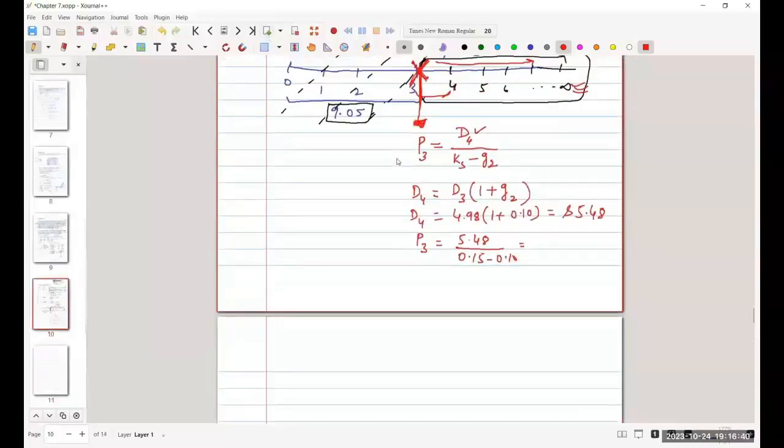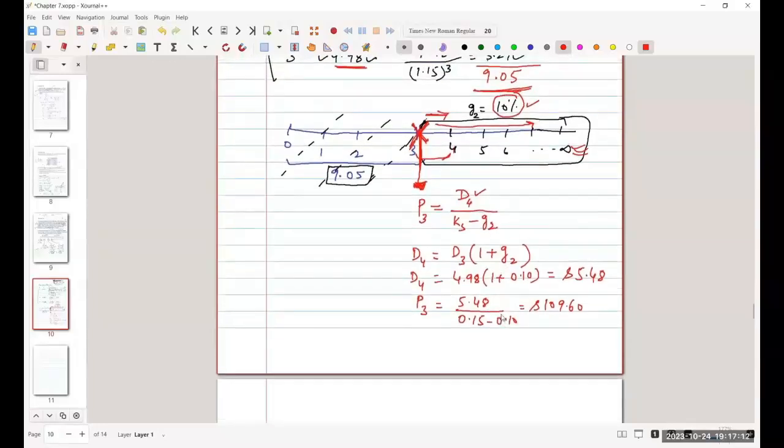5.48 divided by 0.05, let me do that quickly and see. 5.48 divided by 0.05 gives me $109.60. Let's put this value in perspective on the visual. $109.60 is the value of the stock at this point in time, folks. This point in time.